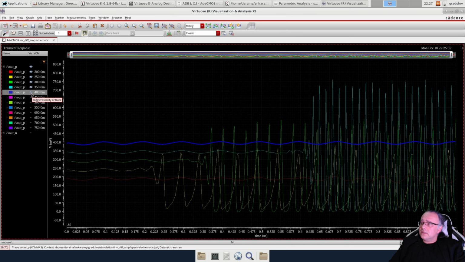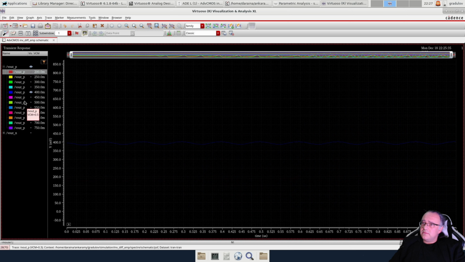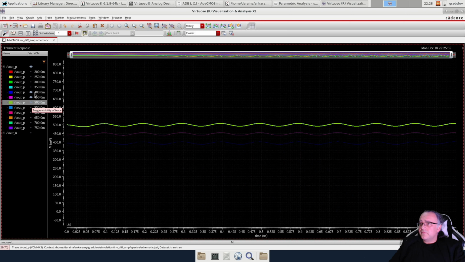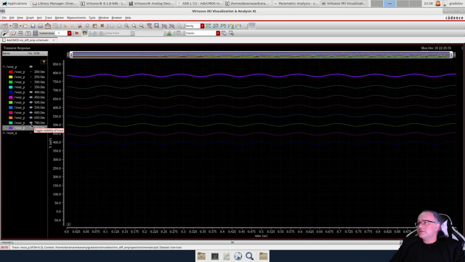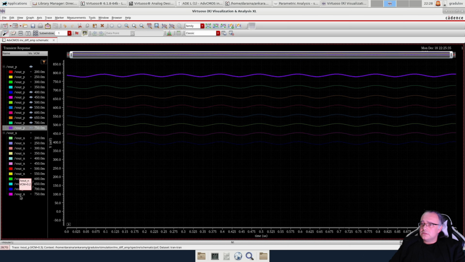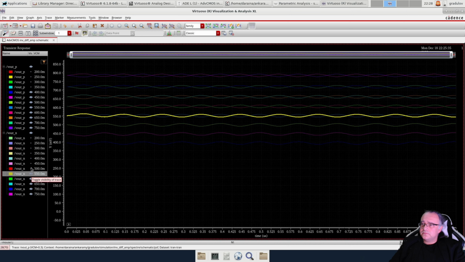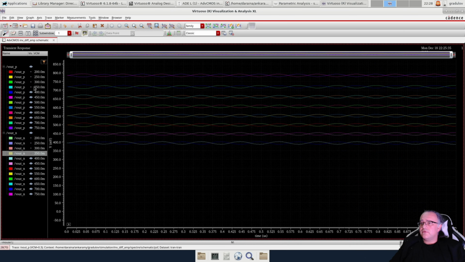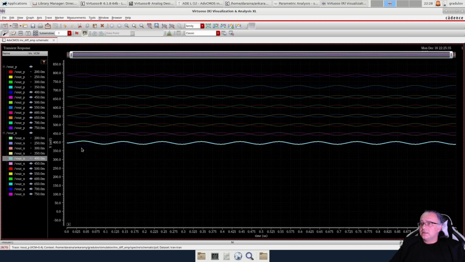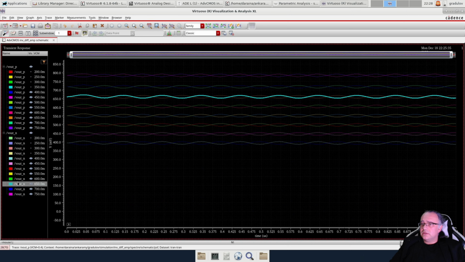So you see, we get a stable output for a common mode of 400 millivolts, and then for 400, 450 up to 750 it's stable, and we have gain. Of course, this range is also something that you can optimize. Let's highlight 650 and here 650. This is how we change the output common mode, and we adjust it to a level that we want.